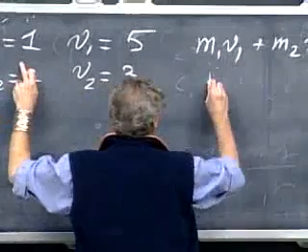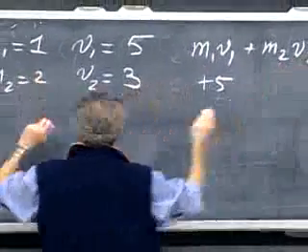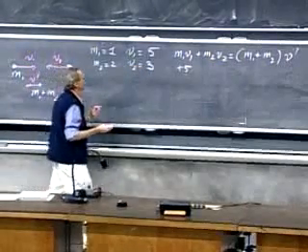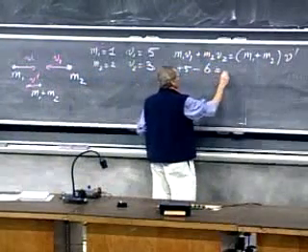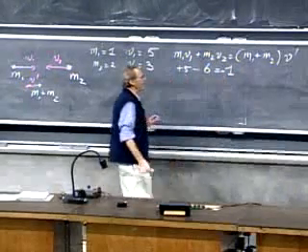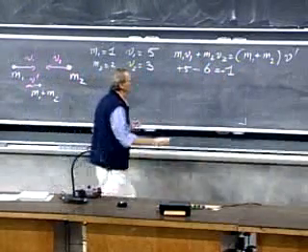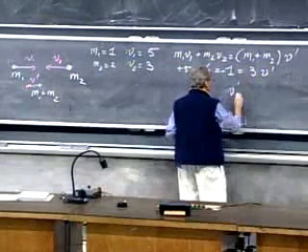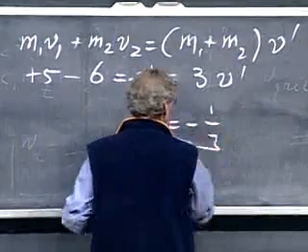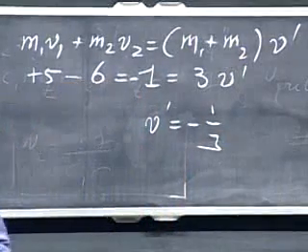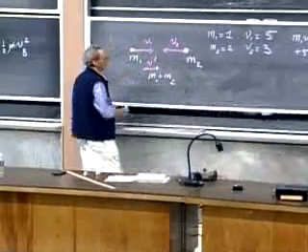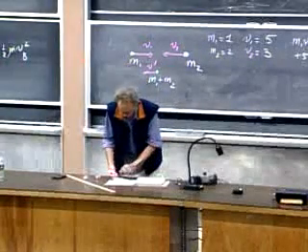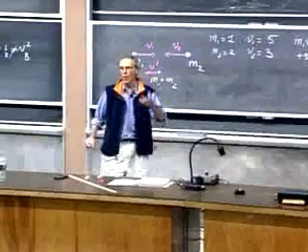M1V1 is 1 times 5, that is plus 5. M2V2 is going to be negative because I must now observe this as a minus 3, so I get minus 6. So the momentum before and after the collision must be minus 1, and that must be equal to 3 times V prime. And V prime is therefore minus 1/3 meters per second. And so these objects will stick, and after the collision, they will move with a speed of 1/3 of a meter per second.